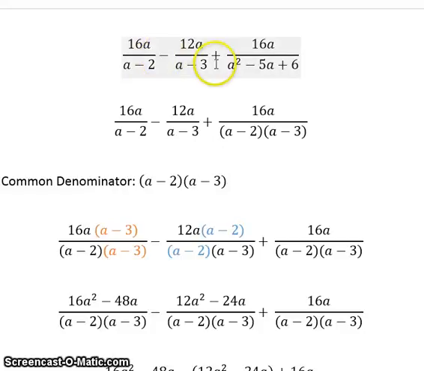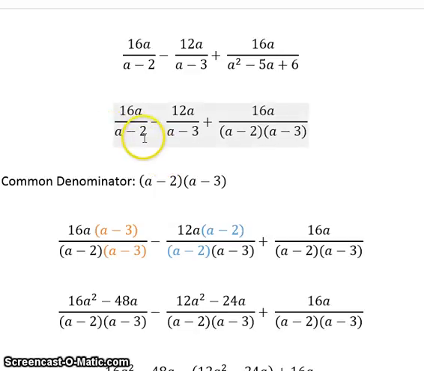Before we can subtract or add rational expressions, they must all have the same denominator, just like with fractions. So start by factoring this denominator down. You get a minus 2, a minus 3. And now look at all the different terms that show up to find the least common denominator.